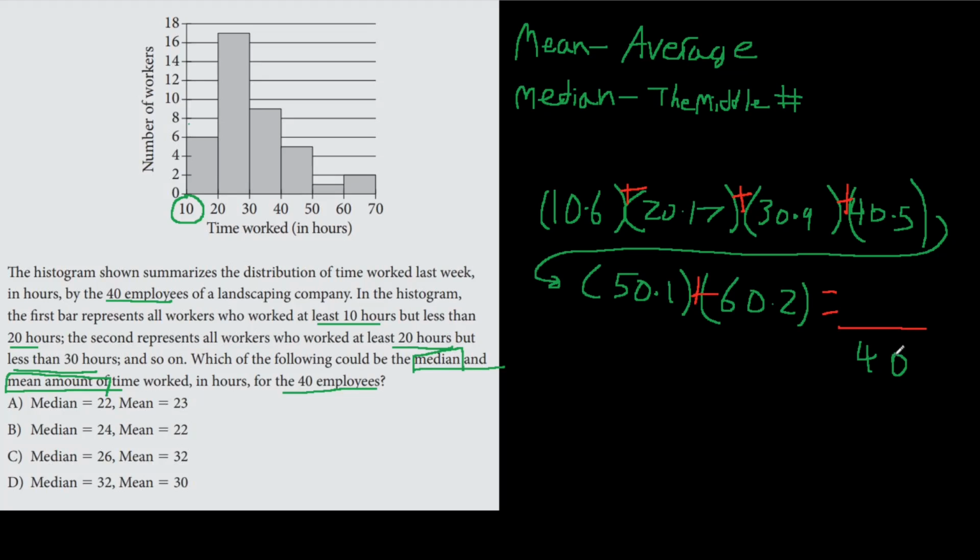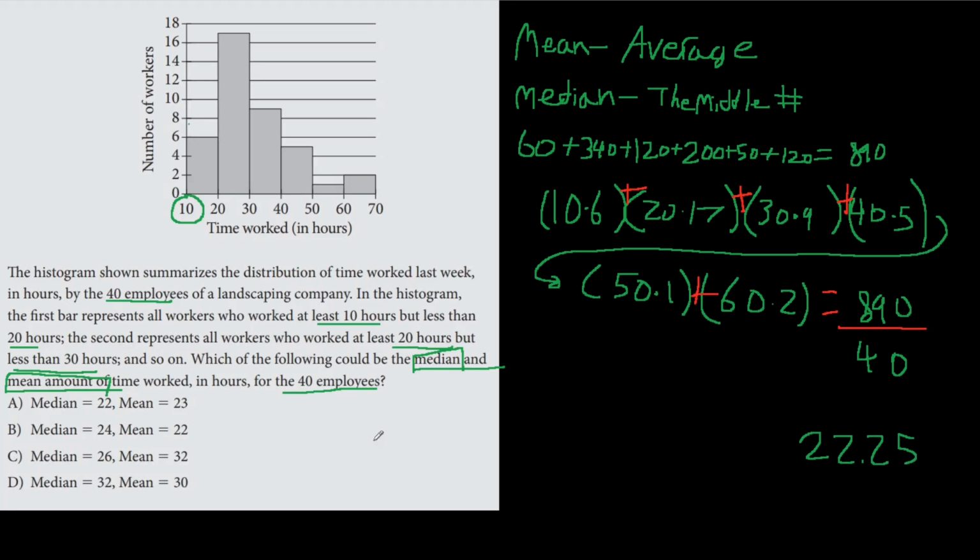So if we put this into the calculator, you get 890, and 890 divided by 40 is 22.25, around there. So the only one with this mean is B. From there, you can say that B is your answer, but let's go over what median is, the middle number. So you have 40 people, so the middle number is the middle of 40.